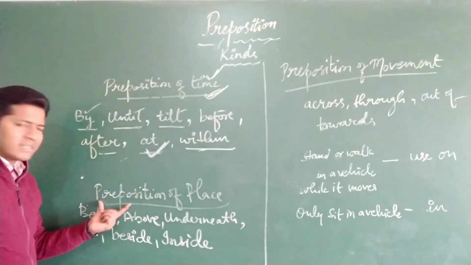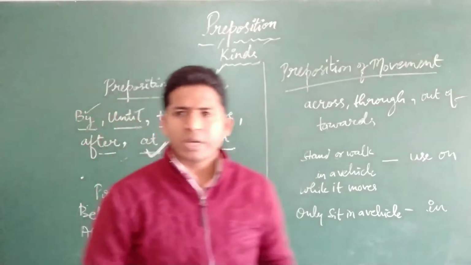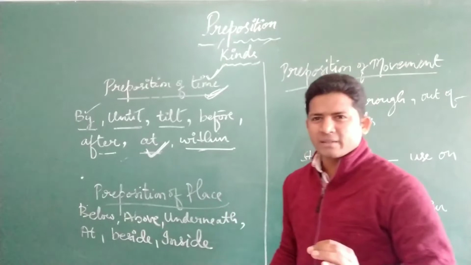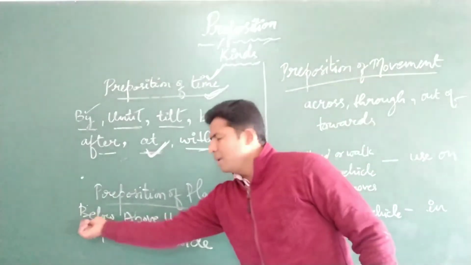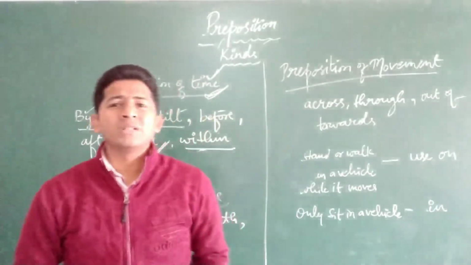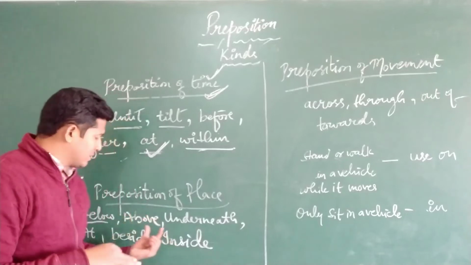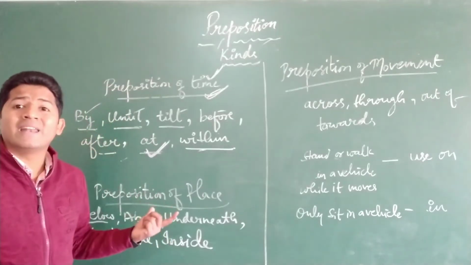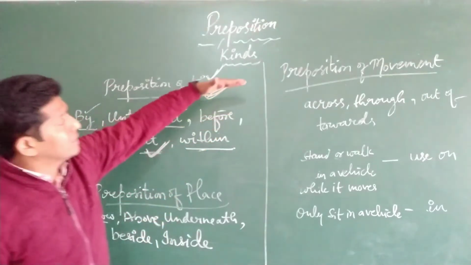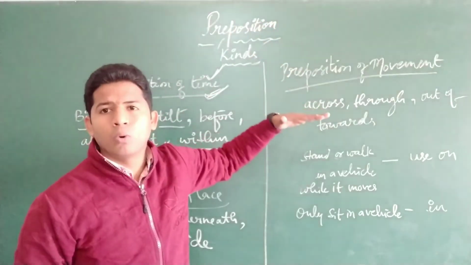Right? Let's talk about the next case, prepositions of place. These are words showing relation in context with place. Some words are like below and above. The difference between below and above: below means when we talk about something which is kept lower. Both are used for level. Like I can say that this board is pasted below that clock. So it is below. Right?